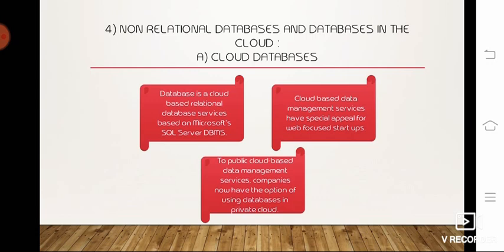In the same point 4, cloud databases. Amazon Relational Database Service is a cloud-based relational database service based on Microsoft SQL Server DBMS. Cloud database data management services have special appeal for web-focused startups. In addition to public cloud-based data management services, companies now also have the option of using databases in a private cloud.